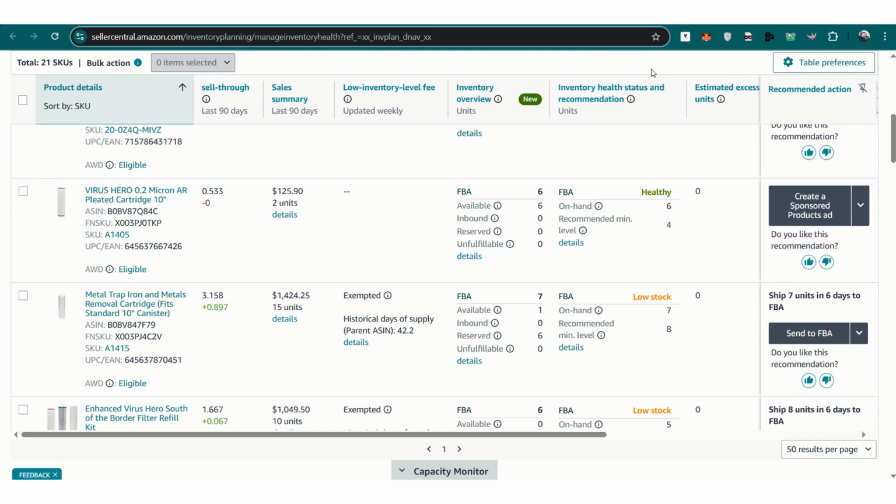So if you're serious about building a sustainable Amazon business, make inventory planning one of your top priorities. It's not just about staying in stock. It's about staying competitive, keeping your ads running, protecting your rank, and keeping your cash flowing.